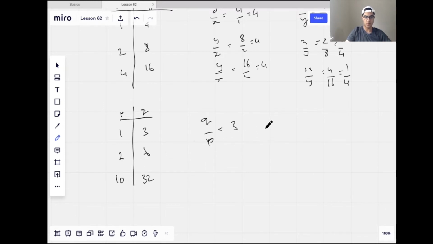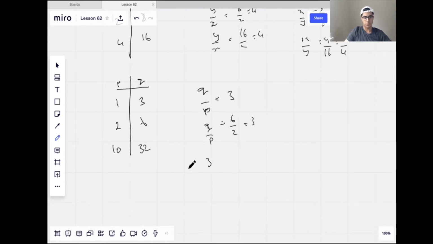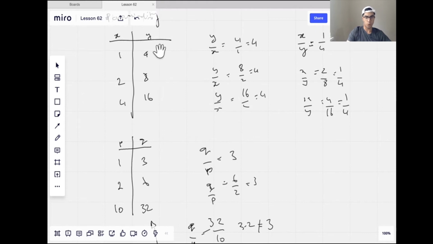Q over p is 6 over 2 for the second one, which is also 3. But if we look at the final one, q over p is 32 over 10, which is 3.2, which does not equal 3. So here p and q are not proportional, because the ratio is not the same for all values. For this last value, the ratio changes compared to the first two. So they're not proportional.